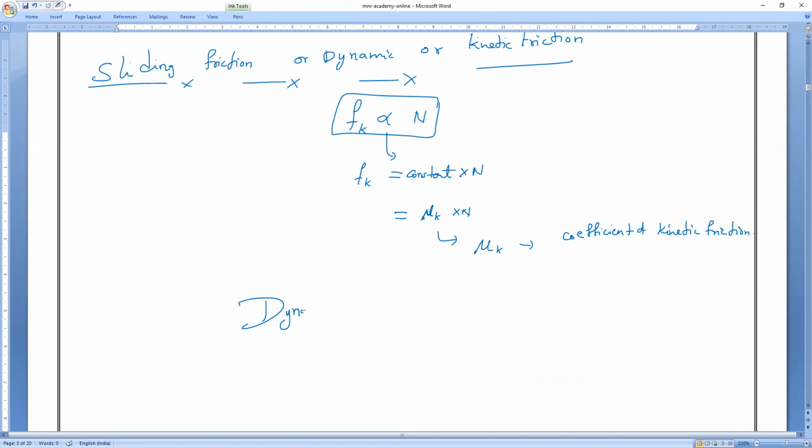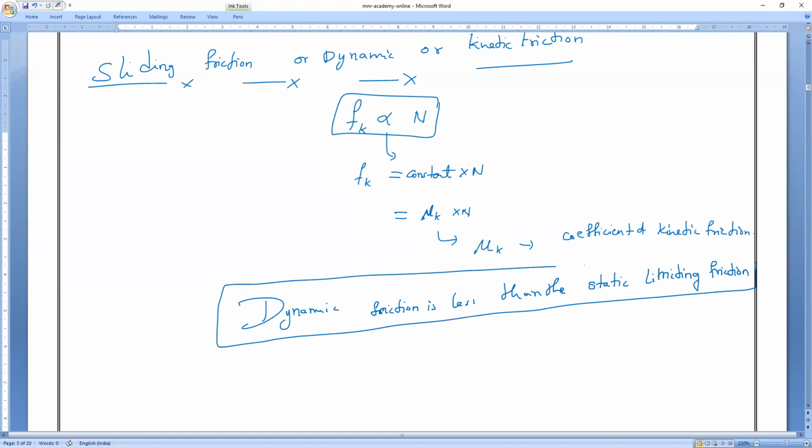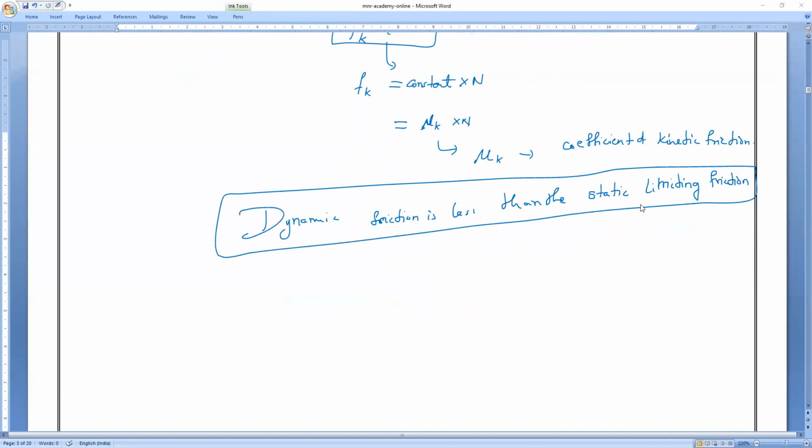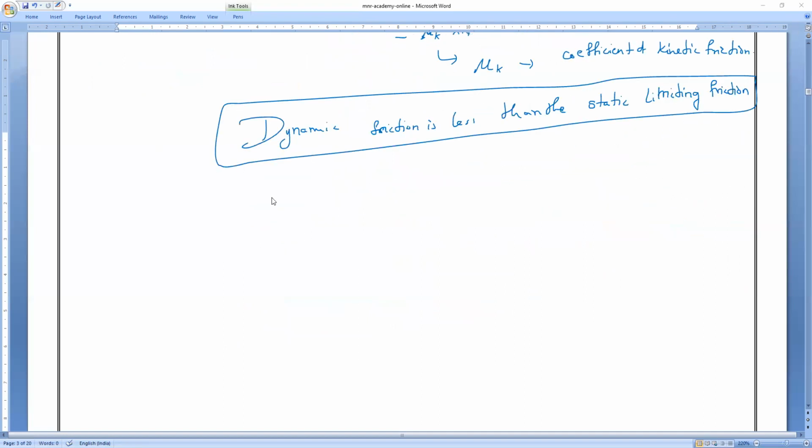Dynamic friction, note that word, very important. Dynamic friction is less than the limiting friction. Limiting friction is maximum. What is that maximum friction? Static limiting friction. It is not just limiting friction, it is static limiting friction, because maximum static friction only we call limiting friction. So always which friction is maximum? Maximum static friction, called limiting friction.